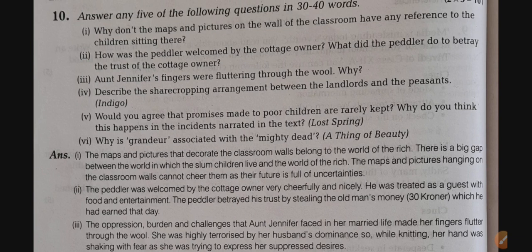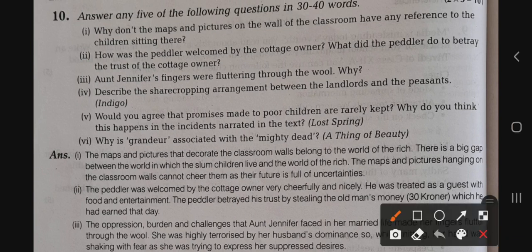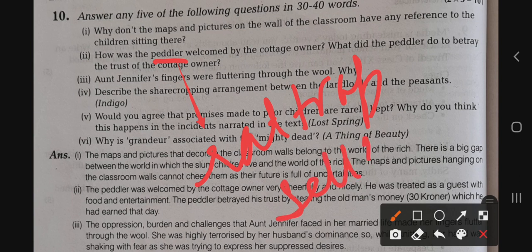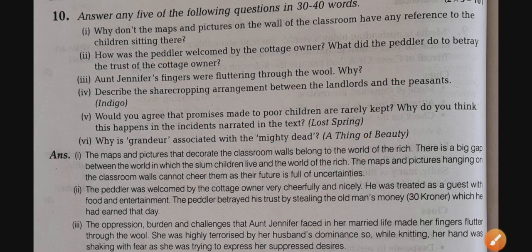How was the peddler welcomed by the cottage owner? What did the peddler do to betray the trust of the cottage owner? Children, peddler here means rat trap seller. Okay, and it is from the story The Rat Trap. Don't write rat trappers, because some students mistakenly write this. The exact word is not rat trapper, it is the rat trap seller. And peddler and rat trap seller both mean the same. It is for the same person. So how was the peddler welcomed by the cottage owner?